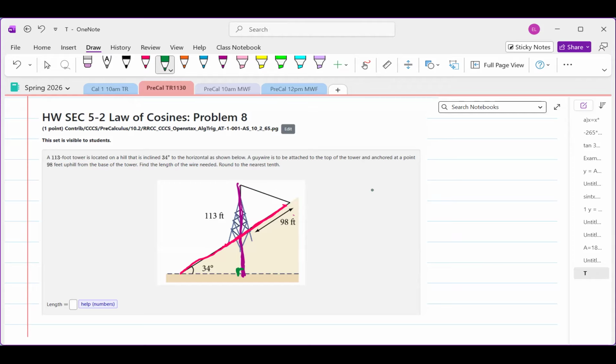So in my wonky triangle, I know I've got 98 feet and 113 feet, but I need to know what the angle between them is. And they're asking me to figure out what that length of the wire is from the top of the tower to the hillside. So that's my unknown that I want to solve for. So to use law of cosines, I need to know that angle. So now we've got to use some geometry to figure out that angle.